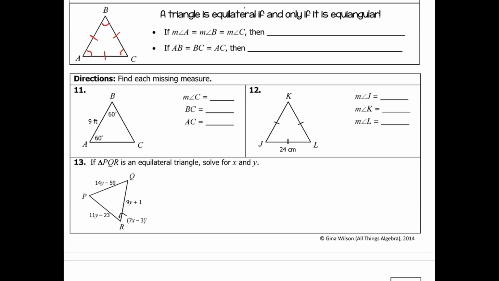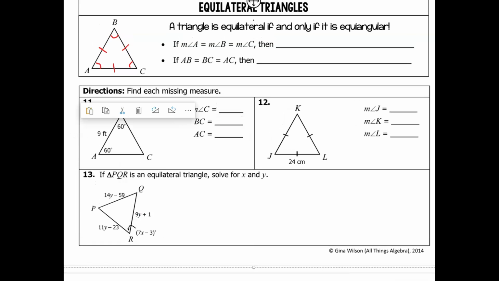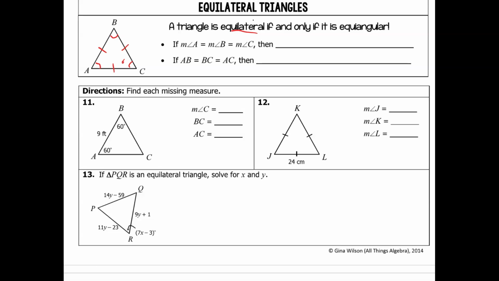Now this is even more important for these because we know that all triangles have 180 degrees. So if all the angles are the same, then they must all be 1/3 of 180. So all of the angles in an equilateral triangle are always 60 degrees. 60, 60, and 60. All right?